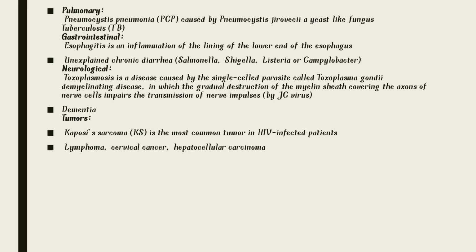In neurological conditions, toxoplasmosis is a disease caused by a single-cell parasite called Toxoplasma gondii. Demyelinating disease, in which the gradual destruction of the myelin sheath covering the axons of the nerve cells impairs the transmission of nerve impulses. In the tumors, Kaposi's sarcoma is the most common tumor in HIV-infected patients. Lymphoma, cervical cancer, and hepatocellular carcinoma occur.